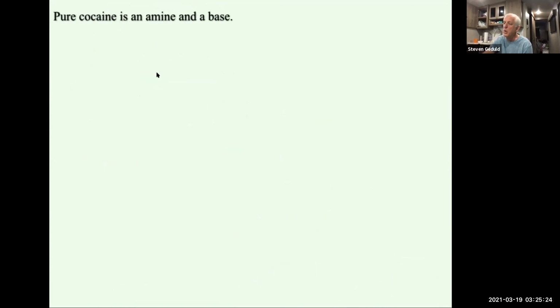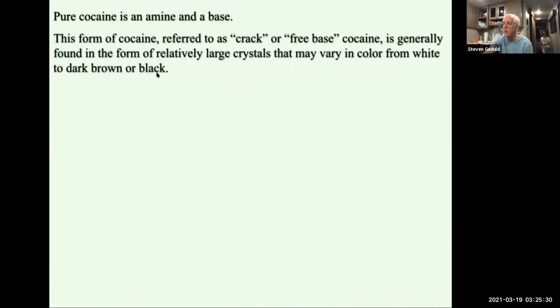So pure cocaine is an amine and a base. This form of cocaine is referred to as crack or free base cocaine, found in relatively large crystals and may vary in color from white to dark brown or black. Black ice is this type of cocaine when it's for sale. So this is crack or free base cocaine because it's not soluble in water.